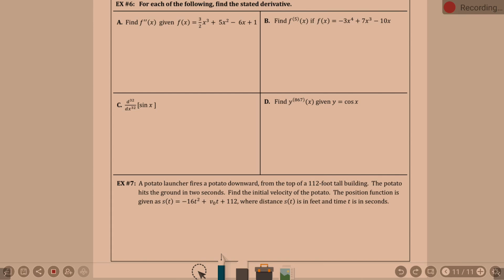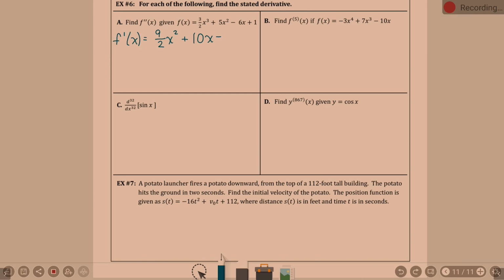But no, I'm not going 32 times or 867 times. Okay, so on A, let's just practice real quick. They give us f of x. What's f prime of x? It would be like 4 halves x. No, it'd be 9 over 2. Yeah, 4.5, but we're going to say 9.5 x squared plus 10x minus 6.